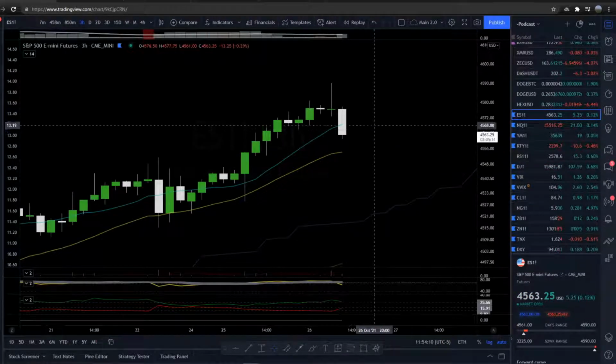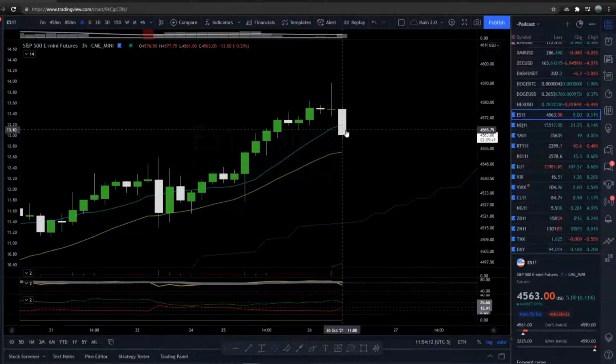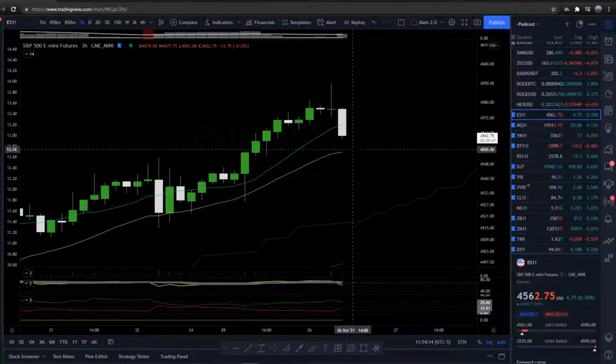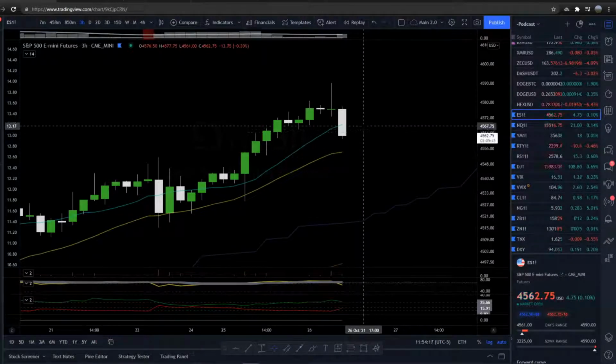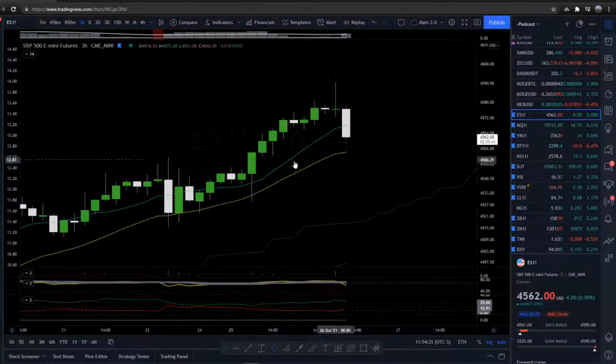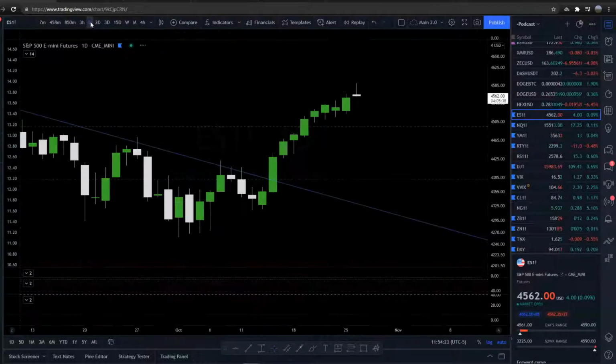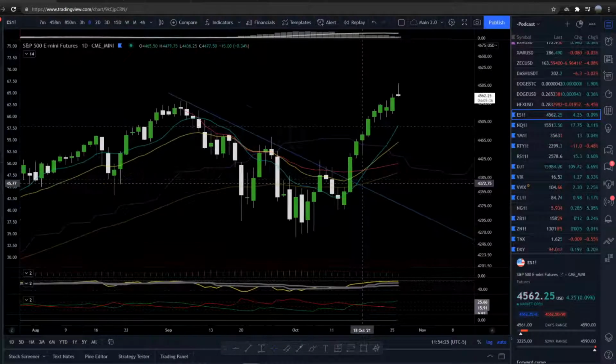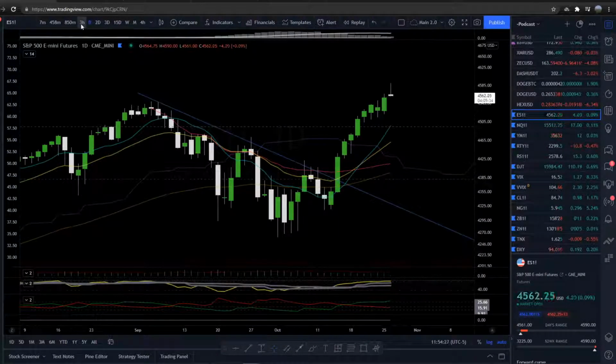And as we sit here, we're going to be in this no man's land on the 3 hour between the 21 and the 10 simple, which is about a 15-point range. So maybe this is a buy the dip opportunity. I won't be taking it for that yet.